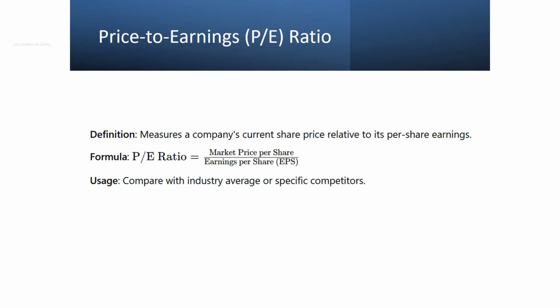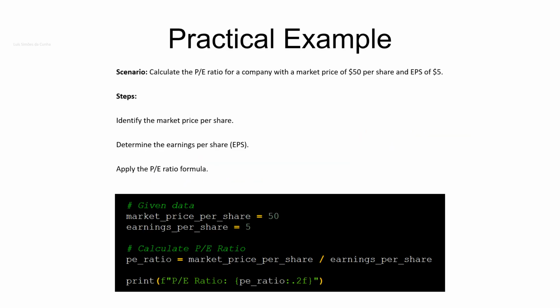The price to earnings, or PE ratio, measures a company's current share price relative to its per-share earnings. This ratio is used to compare the company's valuation with the industry average or specific competitors to assess if it is overvalued or undervalued. Let's calculate the PE ratio for a company with a market price of $50 per share and earnings per share, or EPS, of $5. By applying the formula, we determine the PE ratio to be 10.